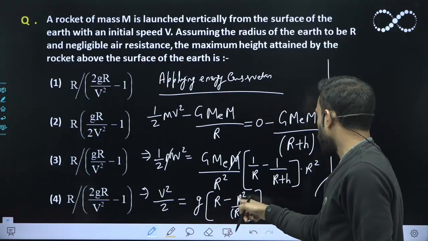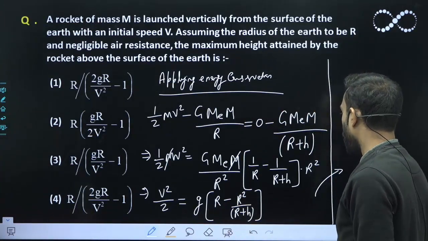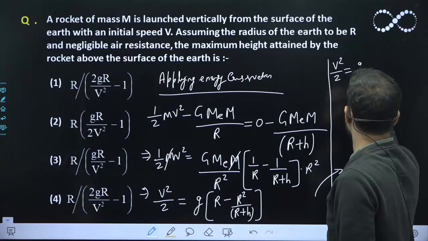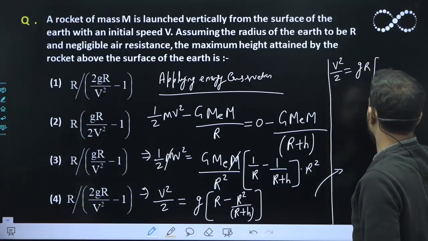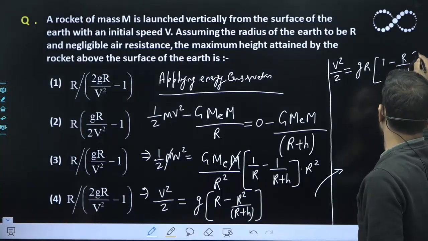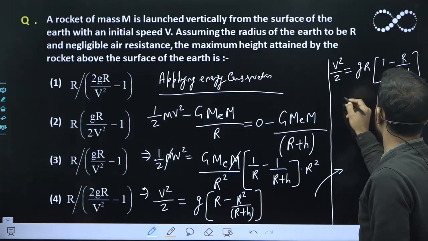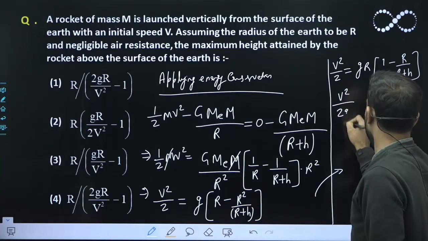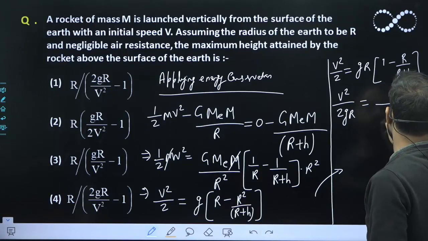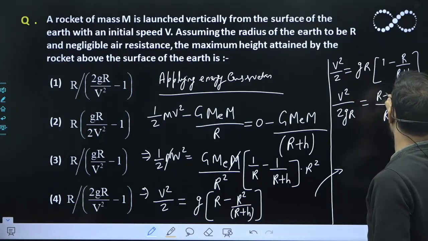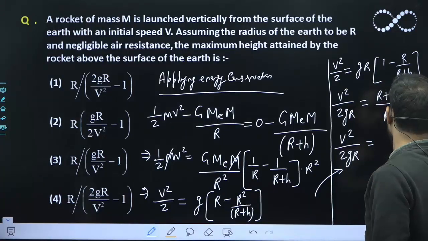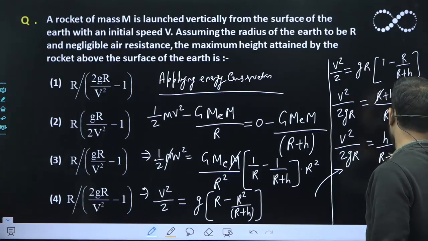Now the R can be taken as common from this side. So v squared upon 2 is equal to gR times 1 minus R upon R plus h. So from here, v squared upon 2gR is equal to 1 minus R upon R plus h, so I can do this calculation here, that will become R plus h minus R, and this will get cancelled out, it is coming h upon R plus h.